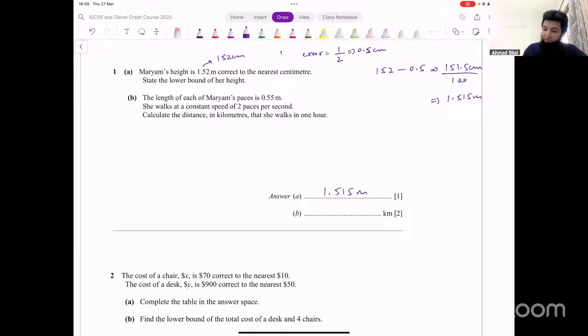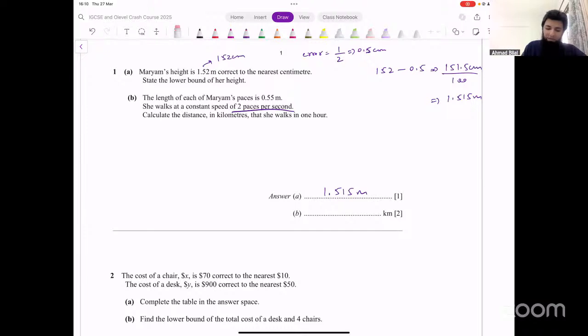1.515 meters. You should give the answer in the same unit that they used in the question. Do not convert it to centimeters for the final answer. The final answer has to be in meters. Now it says the length of each of Miriam's paces is 0.55 meters. She walks at a constant speed of 2 paces per second. Calculate the distance that she walks in 1 hour.